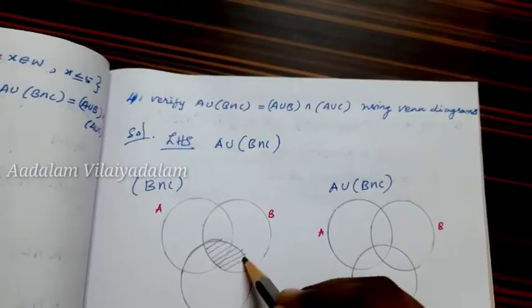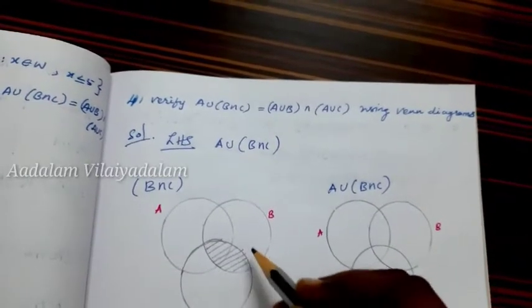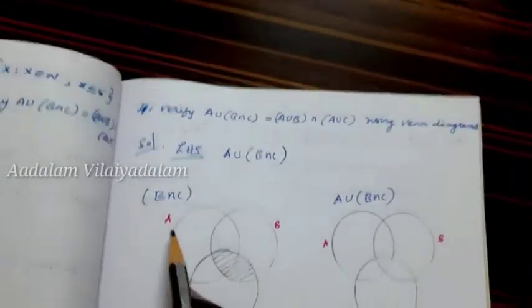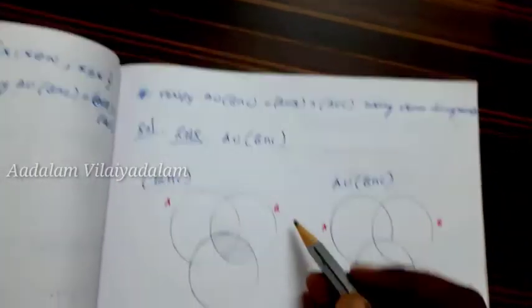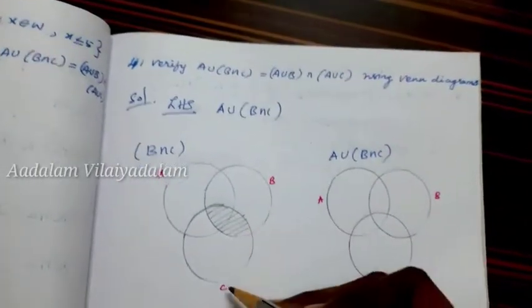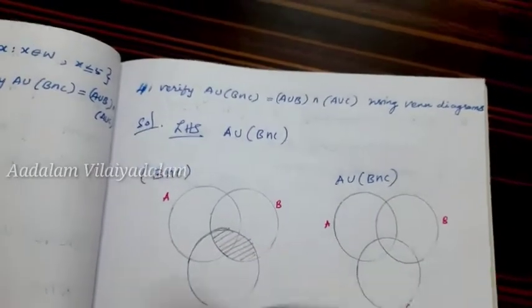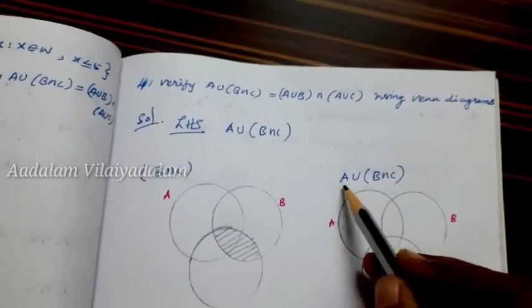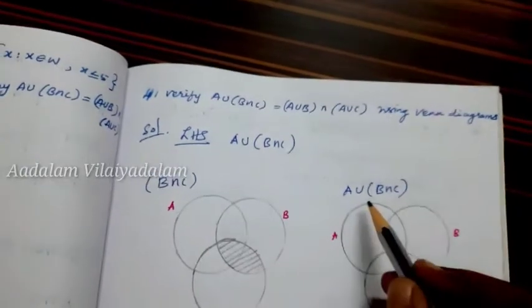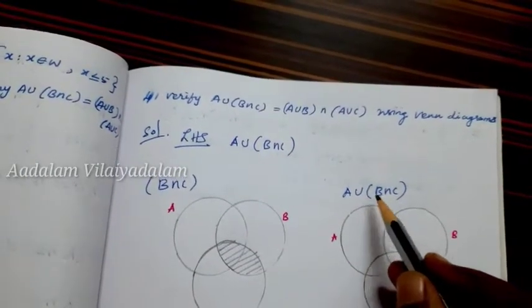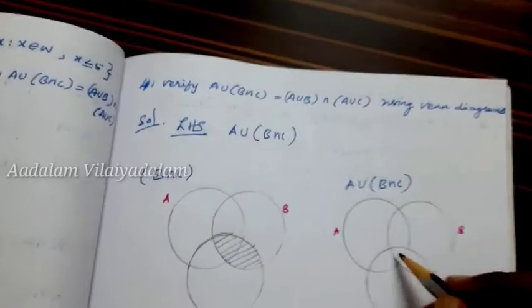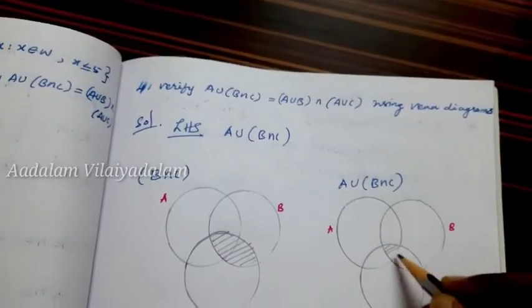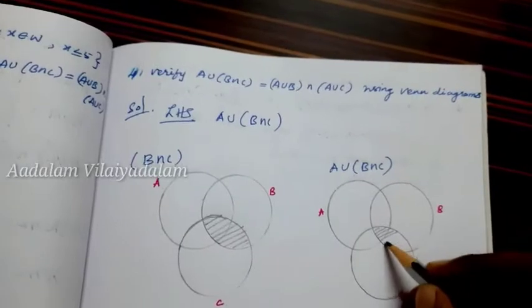So this area, use your scale and just put the line. Okay. So A, B, C. So B intersection C means common area between B and C. Now we need to find A union B intersection C. We have to join A with the B intersection C. So let's again draw this B intersection C.